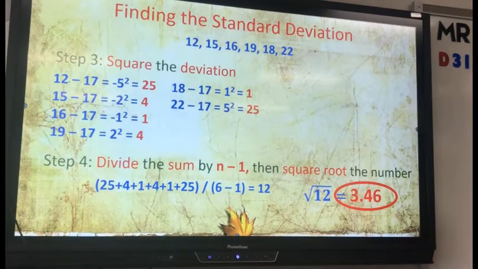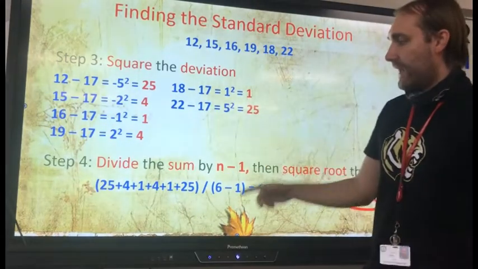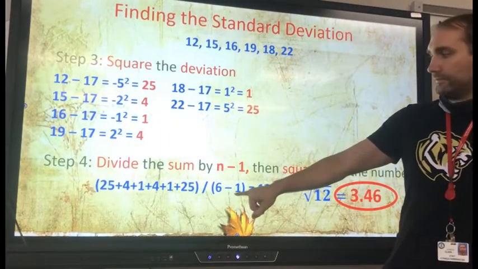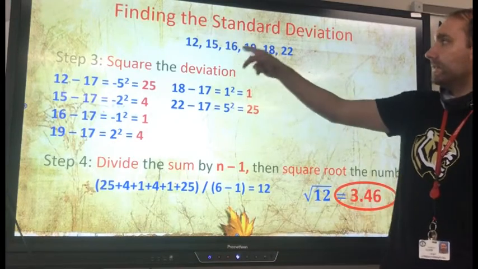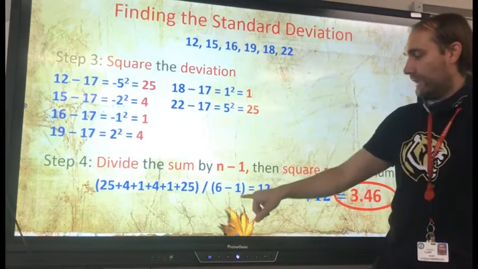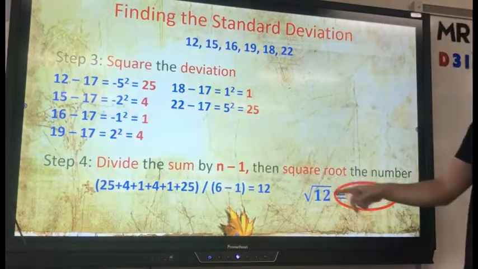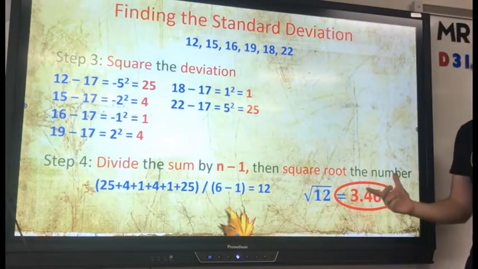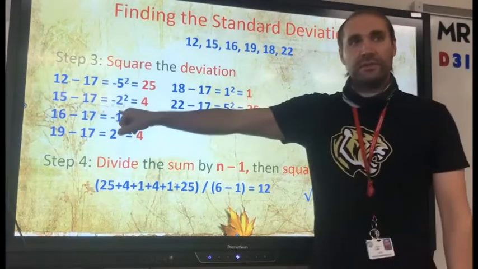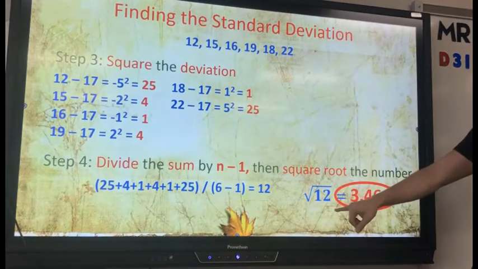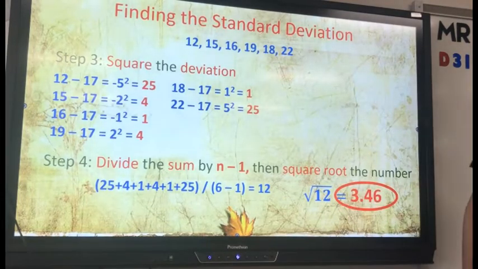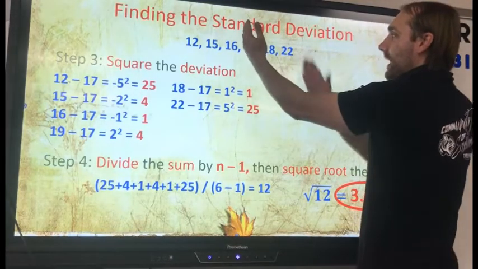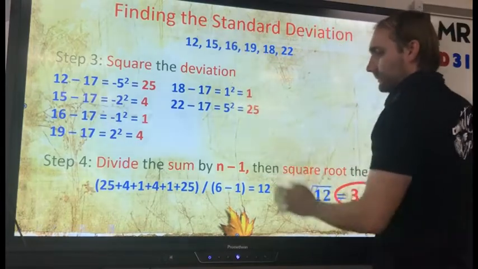Now we want to take all those squared deviations, add them together, and divide by the total minus 1. So n minus 1. I have 6 data points, minus 1 gives me 5. All of that added together divided by 5 equals 12. And lastly, take the square root of 12, because remember, we squared just to make it positive. So let's take the square root. Gives me 3.46. What that means is, from the mean, I am 3.46 on either side.